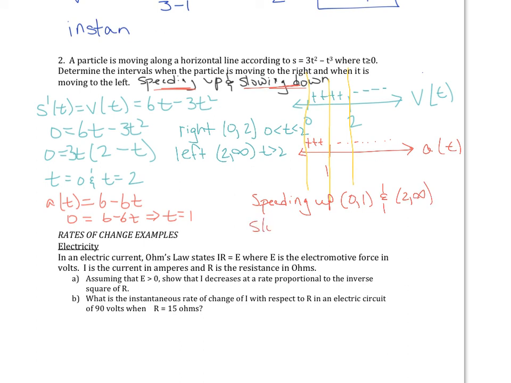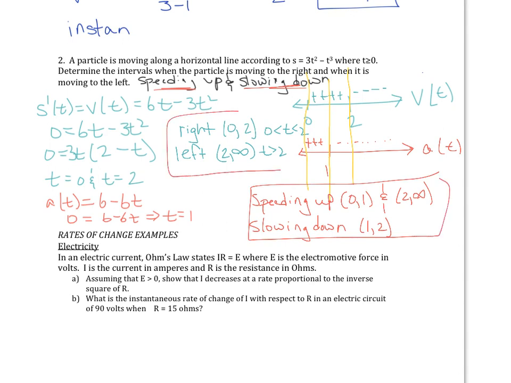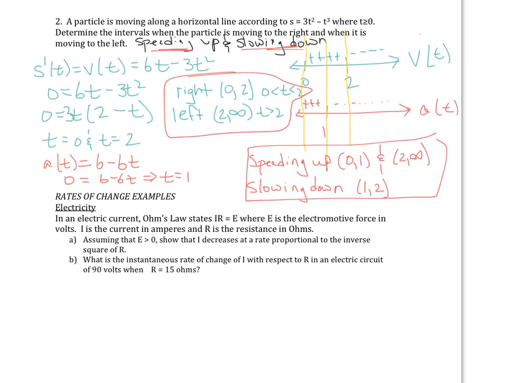Slowing down will occur between 1 and 2, and those are the only regions because that's where I have opposite signs. So this will be 1 to 2, and this is speeding up, slowing down. This was moving left and right, which is really forward and backwards. Okay, let's take a look at the next one over here.